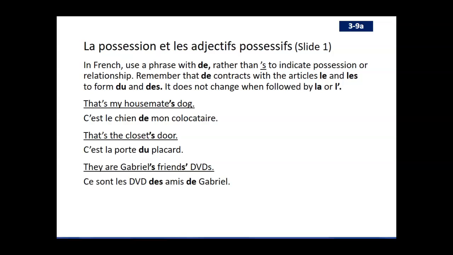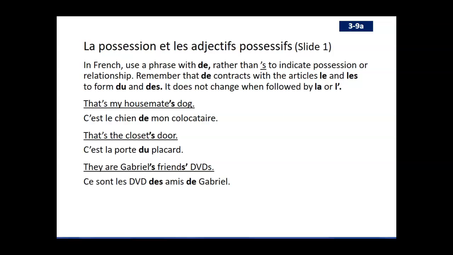So basically what we're going to be learning about in this video is how you show that you own certain things, or how people own certain things, and how we do that in English versus how we do that in French. In French, we use a phrase with de rather than an apostrophe s to show that something belongs to somebody. It's just a different way of doing it. It's a different word order, but both of them are perfectly logical. Okay, so remember in French that de contracts with the articles le and les, and it forms du or des. It doesn't change when it's followed by la or l apostrophe.